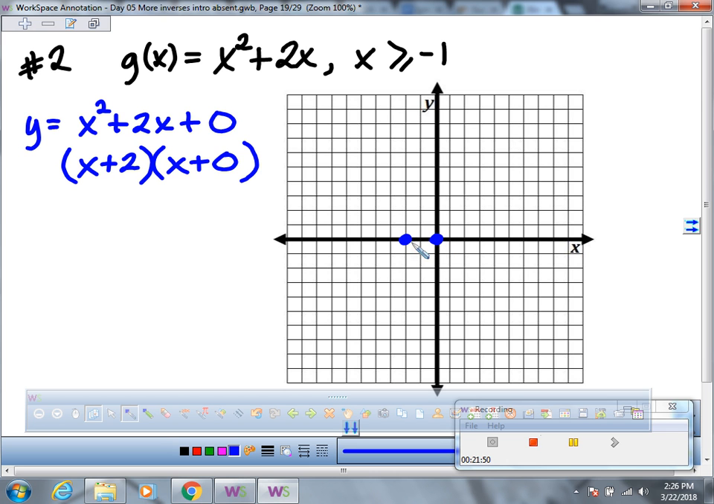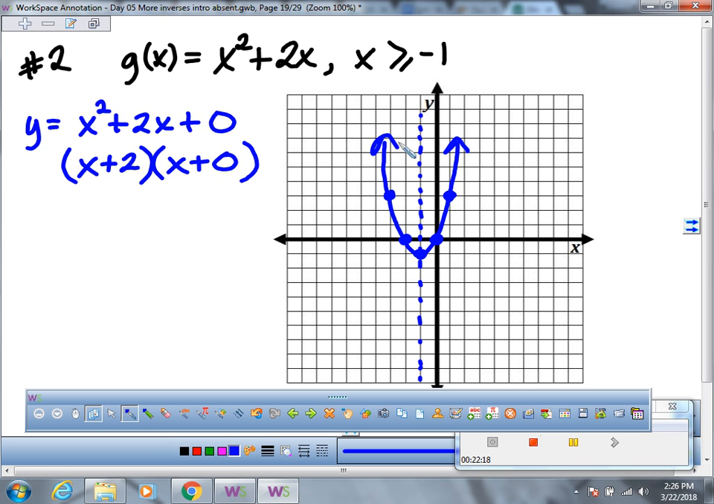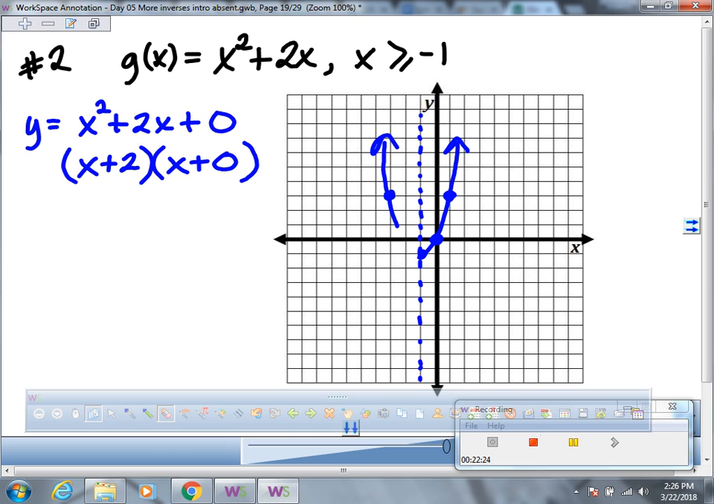So what's my axis of symmetry? So what's my vertex? Negative 1, negative 1. Right? And then to graph the rest of it, I would go over 2, up 4. So here's my graph. But x greater than or equal to negative 1 tells me I need to erase anything that's to the left of negative 1. So there's my graph.